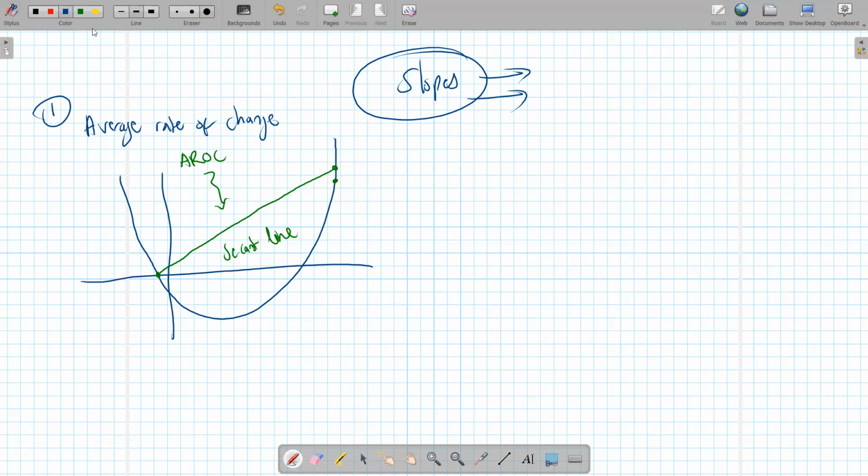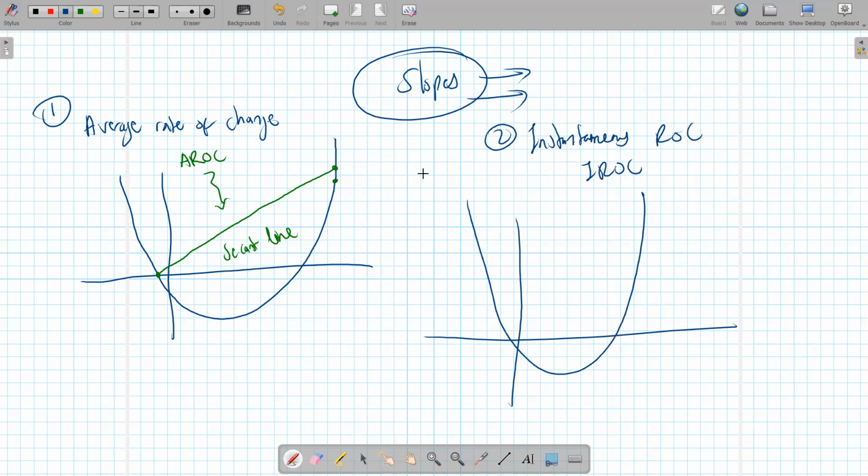The other one is a little bit more interesting: instantaneous. Instantaneous rate of change, denoted by IROC. Now, what is this? This one gives you the slope at one specific time, or a specific x value.